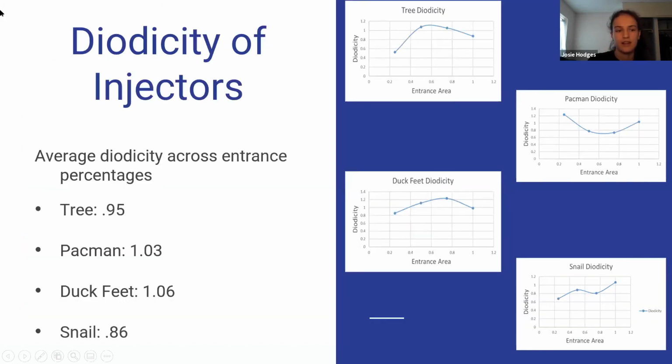Here's the final average diodicity readings of each injector. So the tree and snail design is lower than 1, which was very unexpected and not what ANSYS predicted. Pacman and duck feed designs were a little bit greater than 1, but not especially larger. And so not exactly what I needed to see, but they had promise. And I think at higher pressures, they would be able to increase a lot more.